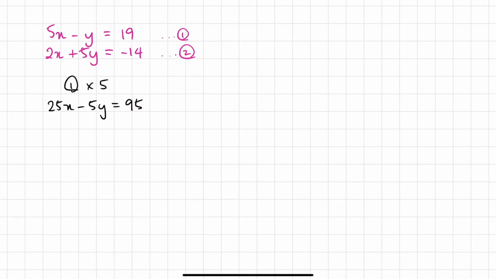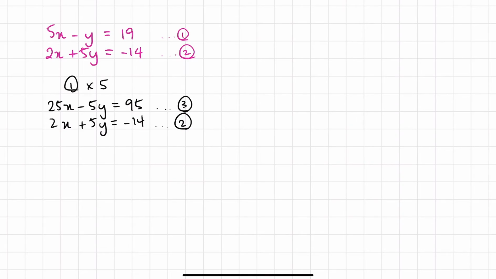Let's call this equation number 3. It's the same thing as equation number 1, but we multiplied by 5, because if I rewrite equation number 2 beneath it, we now have this 5y and this 5y having the same quantity. So now we can eliminate them.